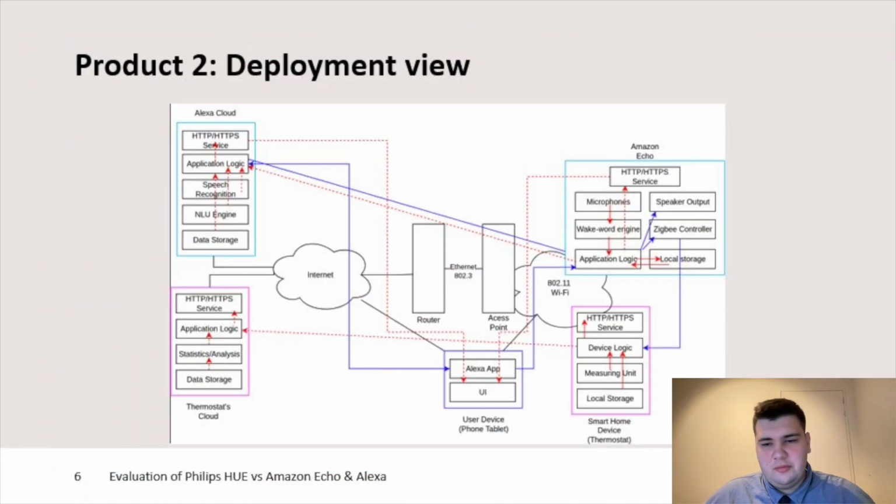In the development view, the light blue boxes illustrate Amazon's part of the system, and we also have a smart home device example, a thermostat, which has the Works with Alexa certificate. And since it has the Works with Alexa certificate, the Zigbee controller is able to communicate with this device directly after the user asks for it.